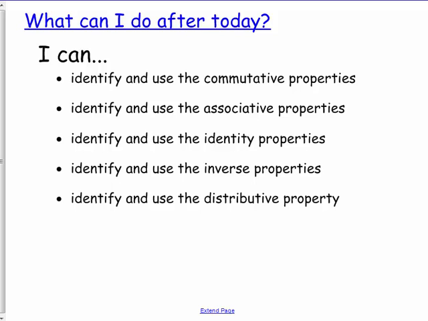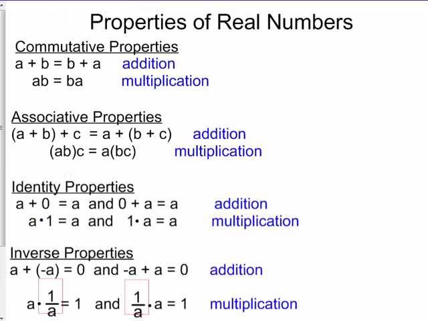This is Senior Algebra, Section 1.7, Properties of Real Numbers. We're looking at a couple things today: the commutative and associative properties, identity properties, inverses, and the distributive property. Definitely the distributive property you've seen; the other ones you've probably seen and forgotten a little bit about. So let's talk a little bit about the properties here.